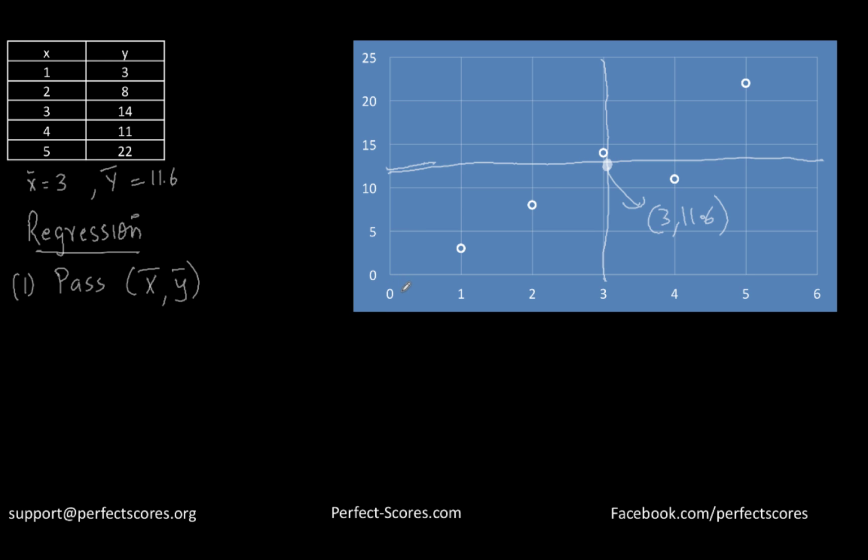So that means we have a point through which our line is passing. Now, another thing is that we have to decide the slope of the line. So what do we have to do? We have to decide the slope of the line.